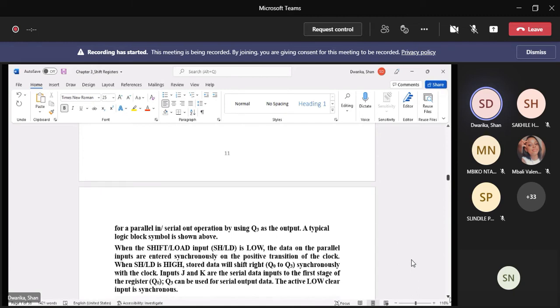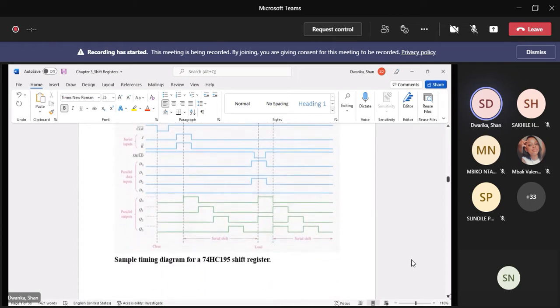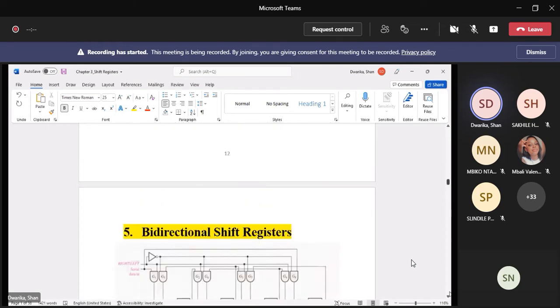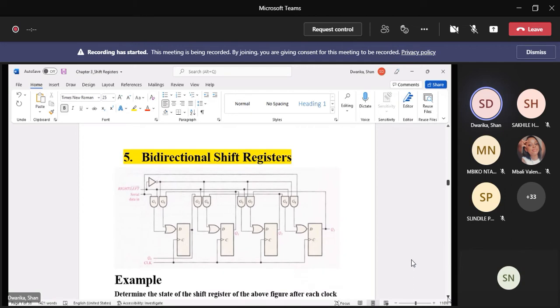When the shift load input is low, the data on the parallel inputs are entered synchronously on the positive transition of the clock. When shift load is high, stored data will be shifted right, that means Q0 to Q3, synchronously with the clock. Inputs J and K are serial data inputs to the first stage of the registers. Q3 can be used for serial output data. The active low clear input is synchronous. Okay, so we don't have to go too much into detail of that IC, but you can see some of the ICs that are presented are quite versatile, and they can be used for multiple purposes and functions.